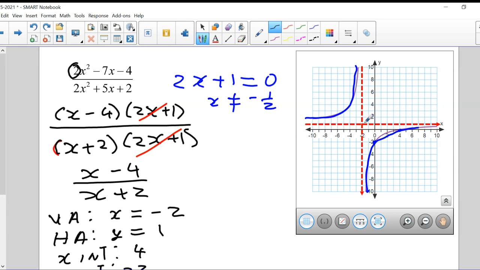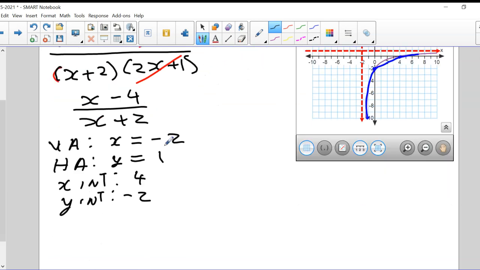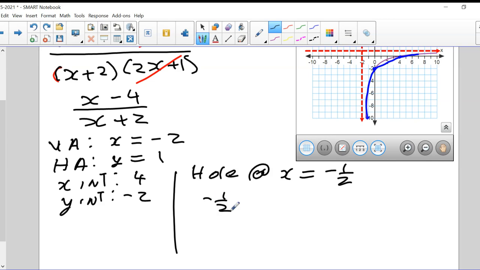So now we can say that when x is minus a half, which is somewhere over here, we're going to have a y value, which we need to figure out. And for us to figure that out, we're going to put that back into what's left over. And what's left over is this, x minus 4 over x plus 2. So this is the calculation for the hole now. I know the hole occurs when x is equal to minus a half. So I'm going to put that minus a half into this x minus 4 over x plus 2 that's left over. So minus a half minus 4 over minus a half plus 2. That's going to give me the y value of this hole.